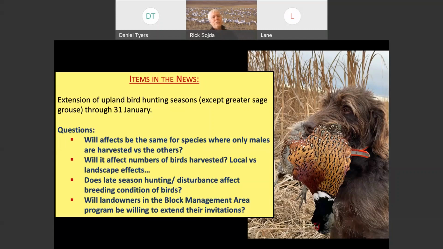And then the other question that's being raised is, does late season hunting and disturbance affect the breeding condition of birds? Does it just give them more time to be exposed to predation and to not come through the winter in such good condition? No one knows the answer to that either. And then the other question that no one knows the answer to is the block management areas, the BMAs. Will the people that are in those programs be willing to extend their invitations another month?